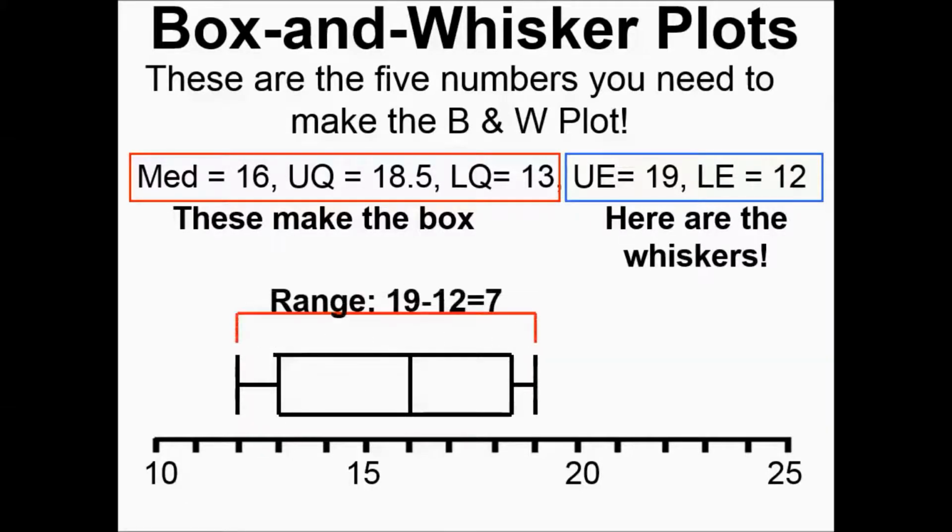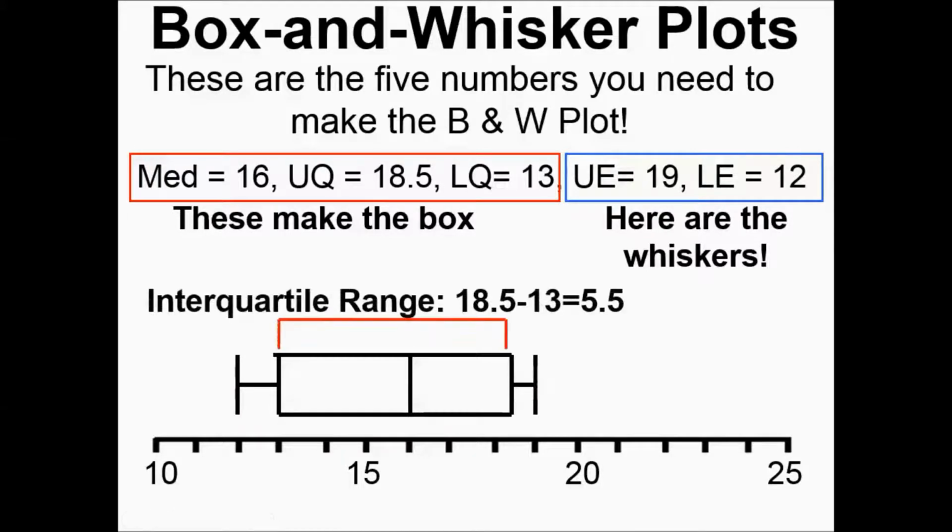And then your range of data is going to be your largest minus smallest. That's something you've done before. Your largest piece of data minus your smallest, your upper extreme minus your lower extreme. You also can find something called interquartile range. That's taking your upper quartile, subtracting your lower quartile. 18.5 minus 13, and that gives you 5.5. We're going to do some more practice with these.